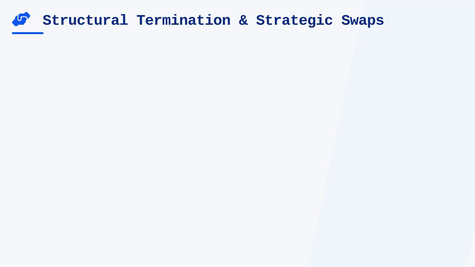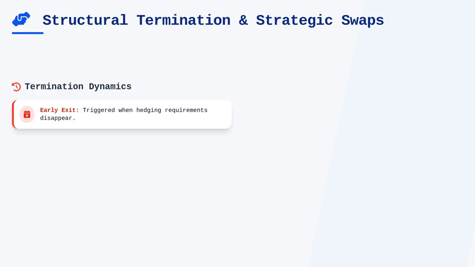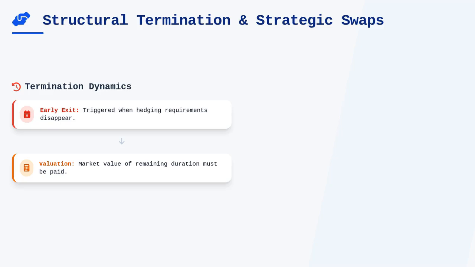Understanding the structural termination options is equally critical for financial professionals. While a swap has a set maturity date, parties may include provisions for early termination or compression if the underlying hedging requirement disappears. Termination options can introduce complexity into the valuation, as the party exiting the contract may be liable to pay the other party the market value of the remaining swap duration.